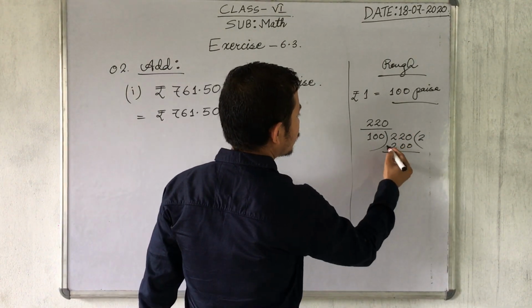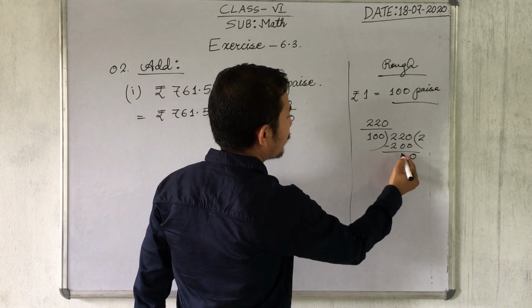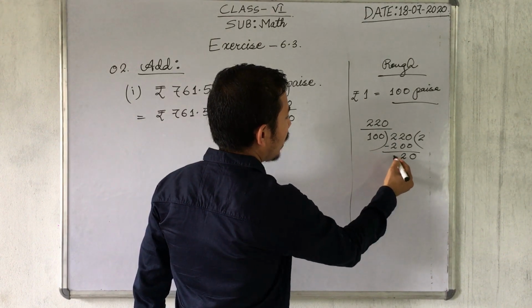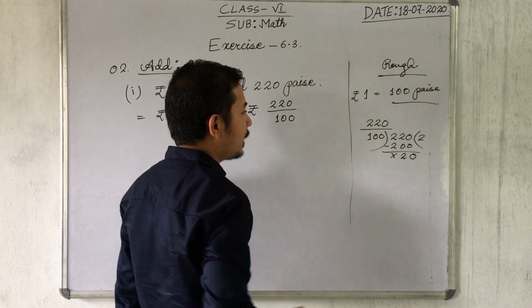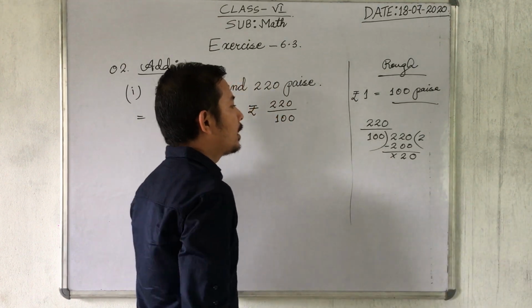Now look here. We need to subtract. If you subtract 0 from 0, there will be 0 only. If you subtract 0 from 2, there will be 2. If you subtract 2 from 2, there will be 0. 0 we can cross. Okay. Now we have got 20 as a remainder.